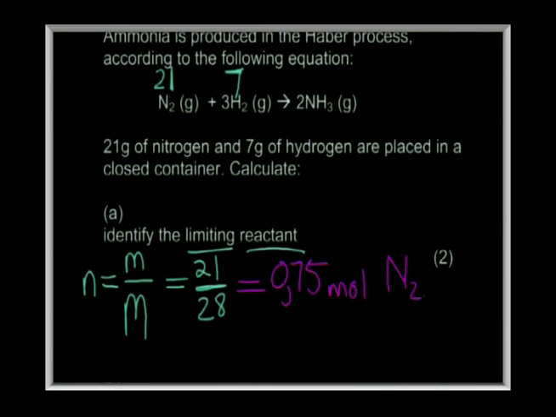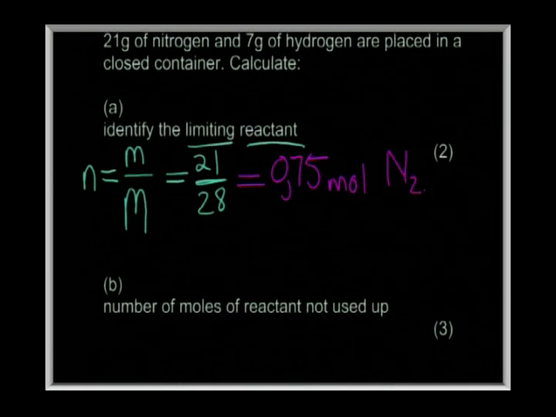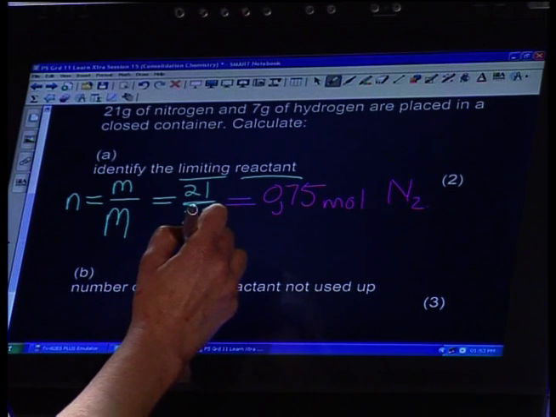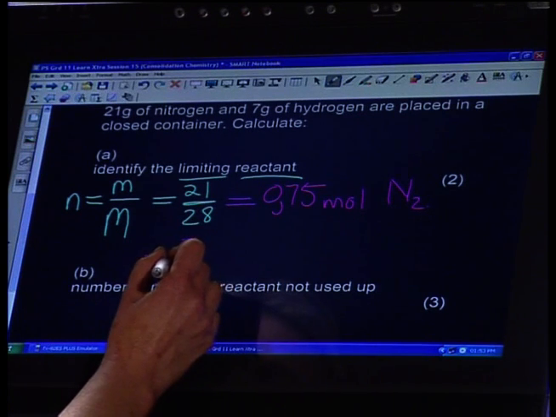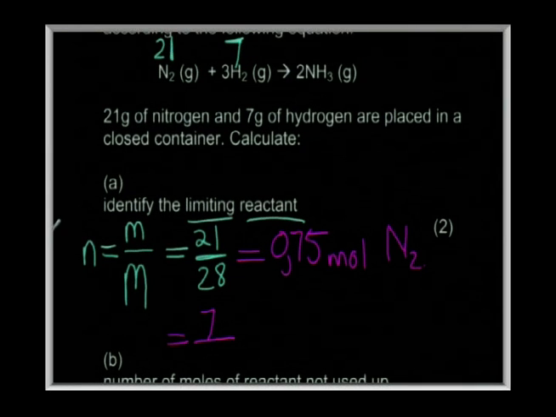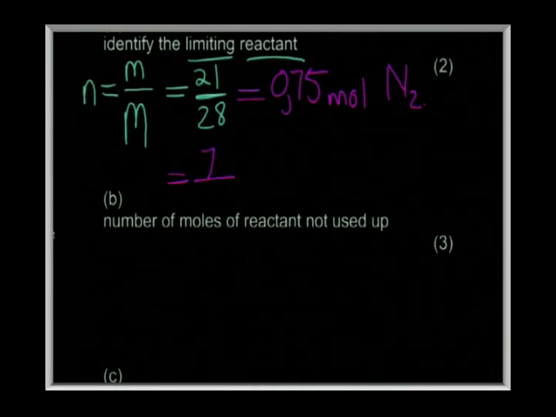Okay. Now I'm going to have a look at how many moles of H2 do I have. So using the same formula, I'm going to say, well, I'm given 7 grams of hydrogen. So that's 7 divided by the mass of H2, which is 2. So that is 7 divided by 2, which gives me 3.5.